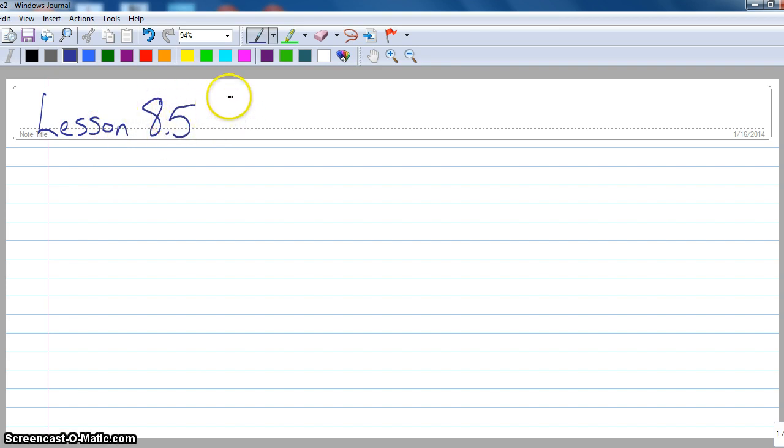Lesson 8.5 is about trapezoids and kites. Yeah, kites, like the ones you used to fly when you were small. Maybe you still fly them now, beats me. The shape is the same, but we're not going to go outside and fly kites.